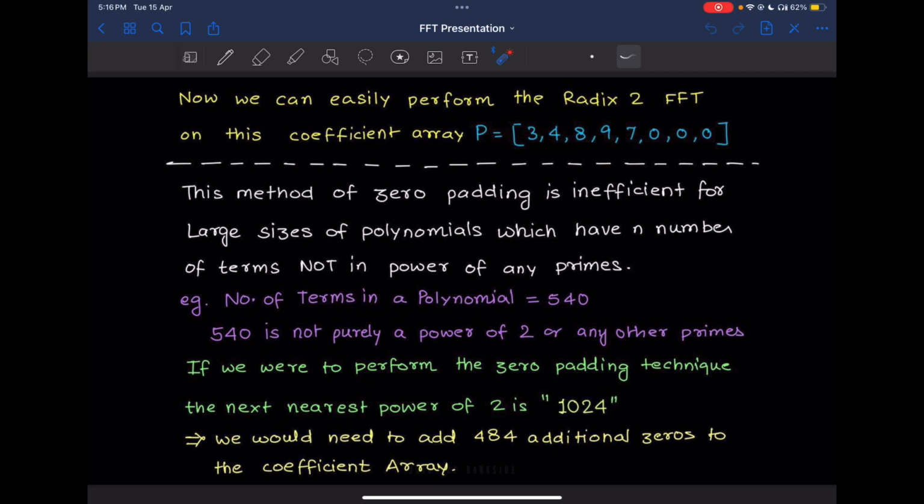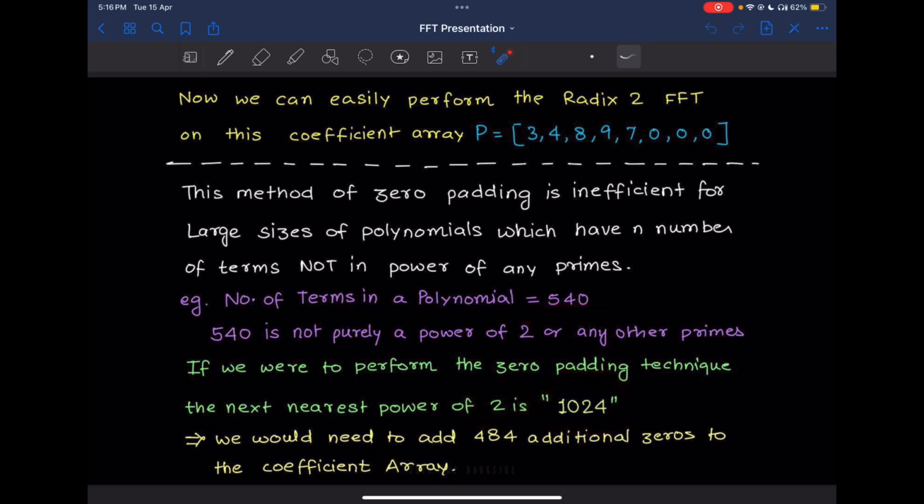Now, if you were to perform the zero padding technique to the next nearest power of 2, let's say that the number of terms of the polynomial is 540. Now 540 is not purely a power of 2 or any other prime for that matter, right? If you were to perform the zero padding technique to the nearest power of 2, then it would be 1024 in this particular case.